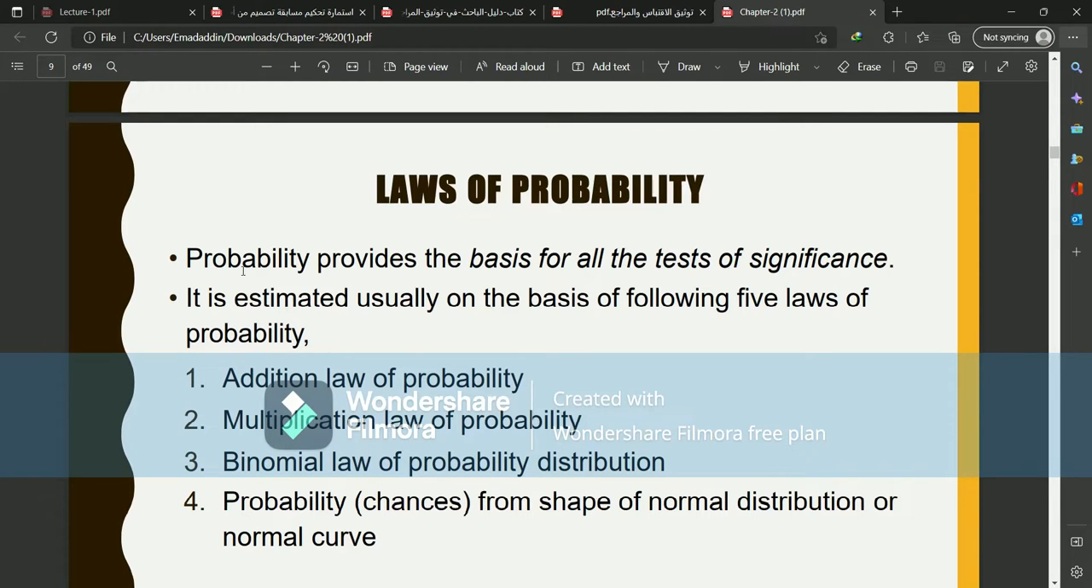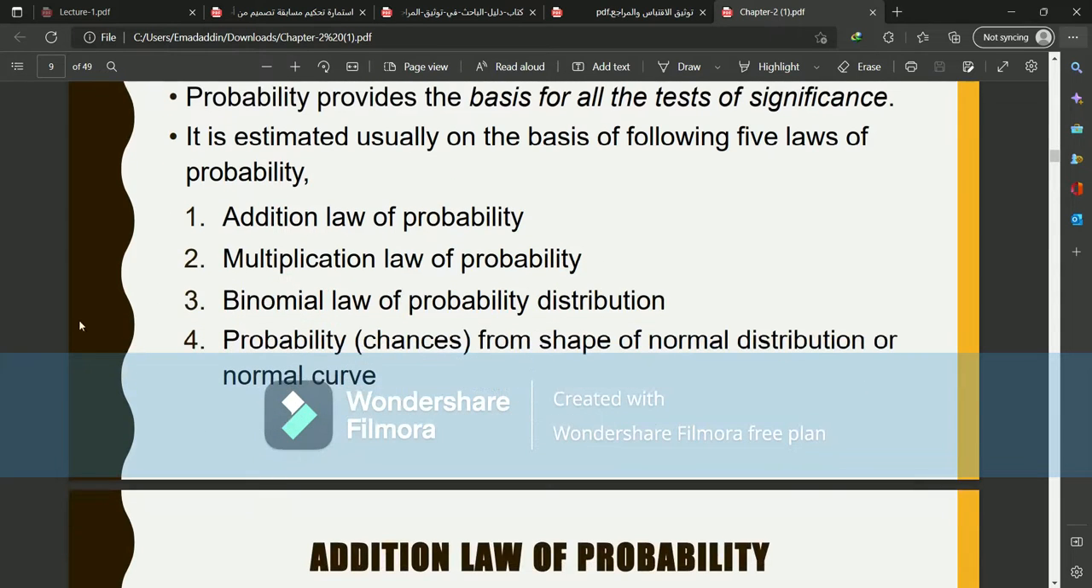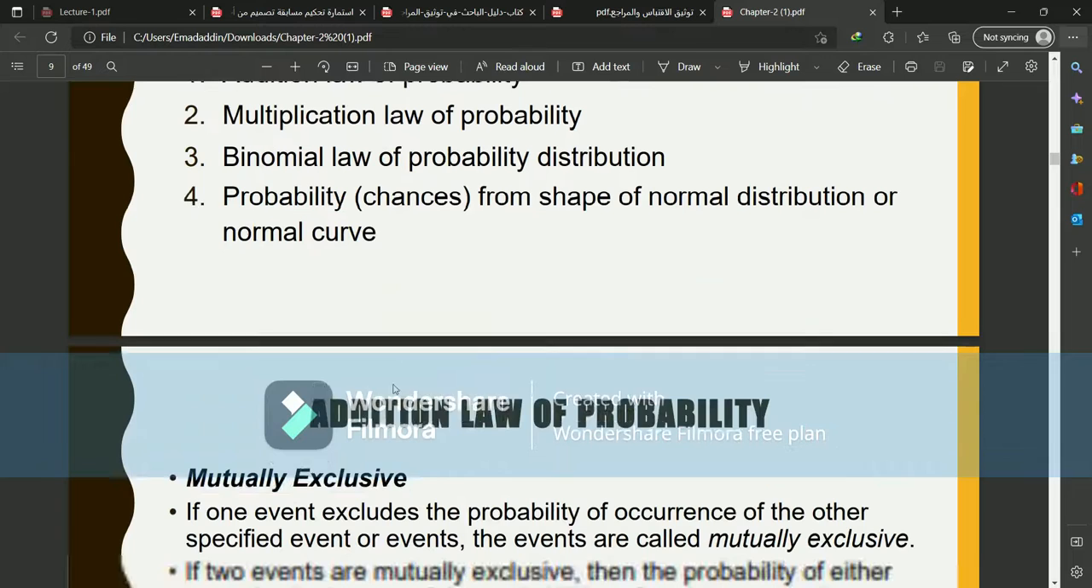The laws of probability. There are two main points. The first one, probability provides the basis for all the tests of significance. Second, it is usually estimated on the basis of the following five laws of probability: the addition law, the multiplication law, the binomial law, the Poisson law, and the normal distribution law, where probability chances come from the shape of the normal distribution or normal curve.